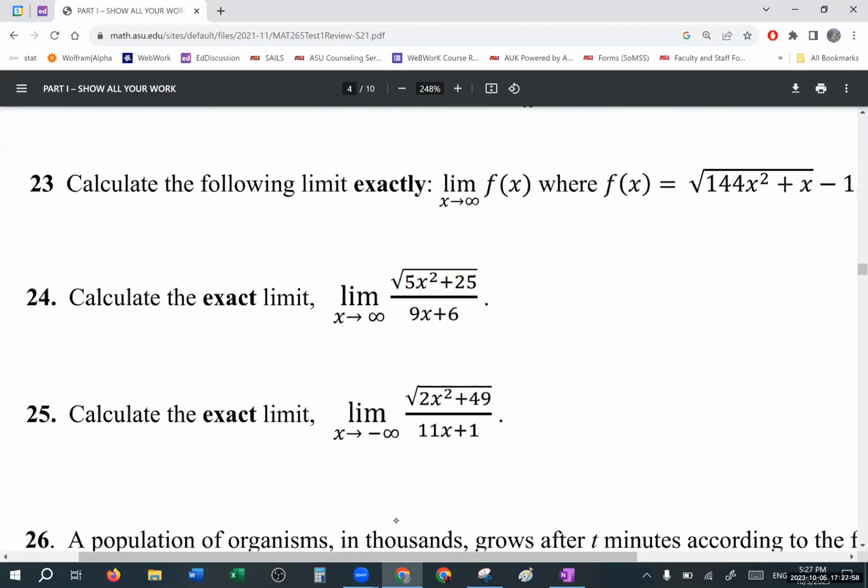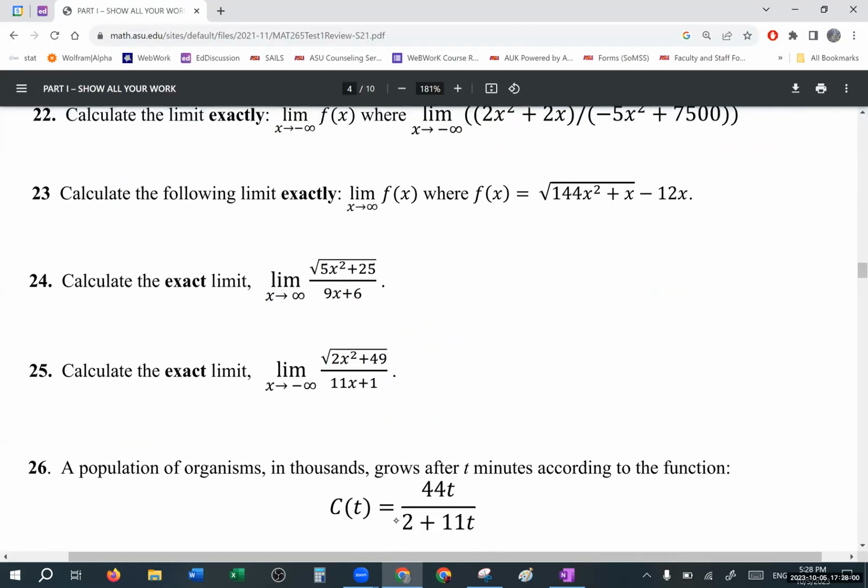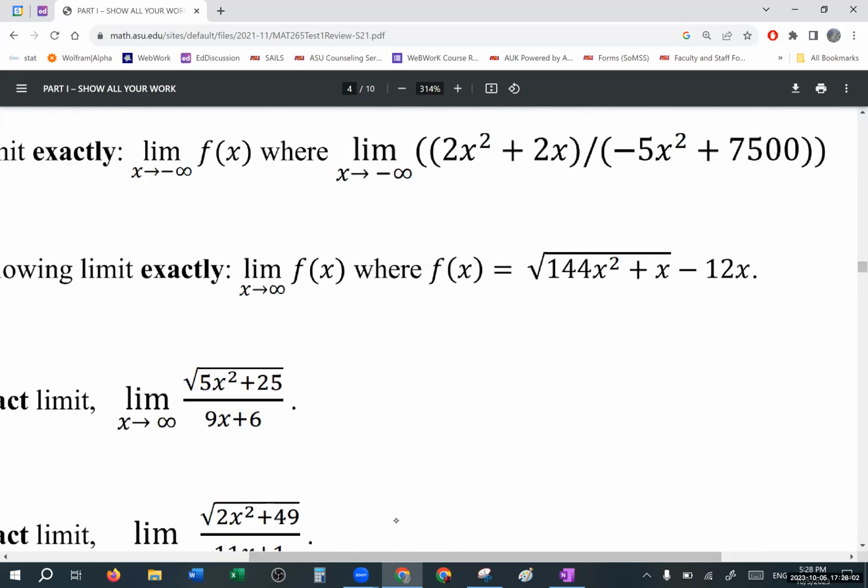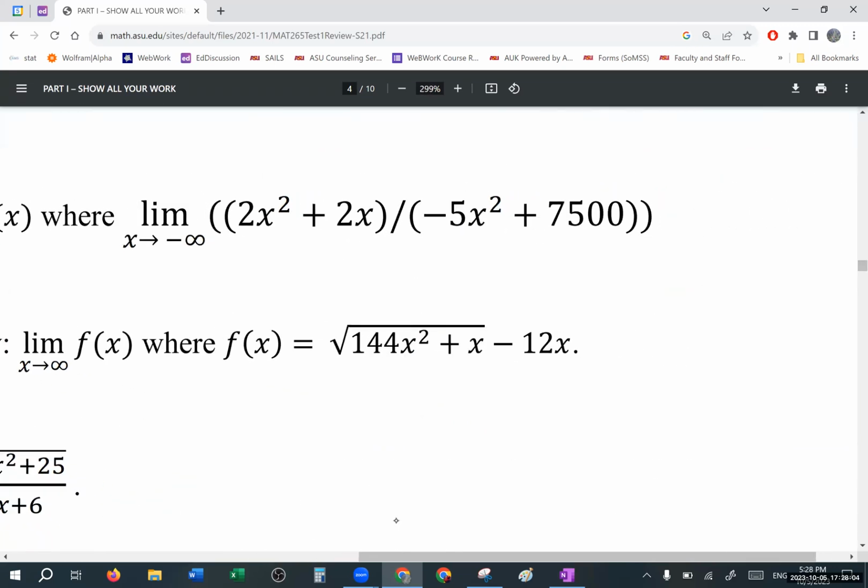And these guys, you see, minus infinity. Here is one like this over here. Find the leader of the top, 2x squared plus 2x. The leader is 2x squared, divided by minus 5x squared plus 7,500. Okay, I found two leaders. 2x squared over minus 5x squared at minus infinity. Well, they're the same, so the answer will be 2/5.